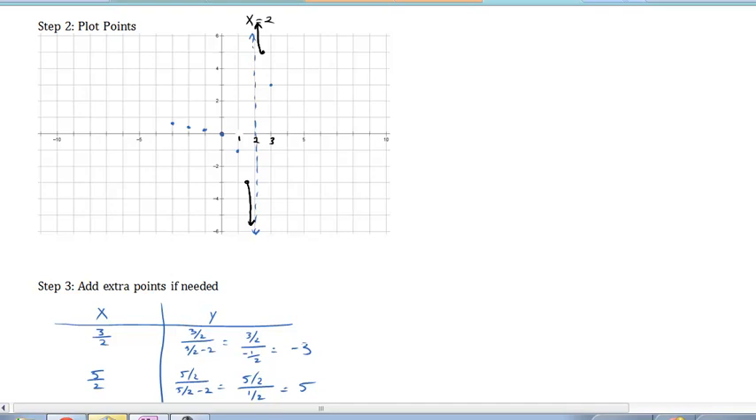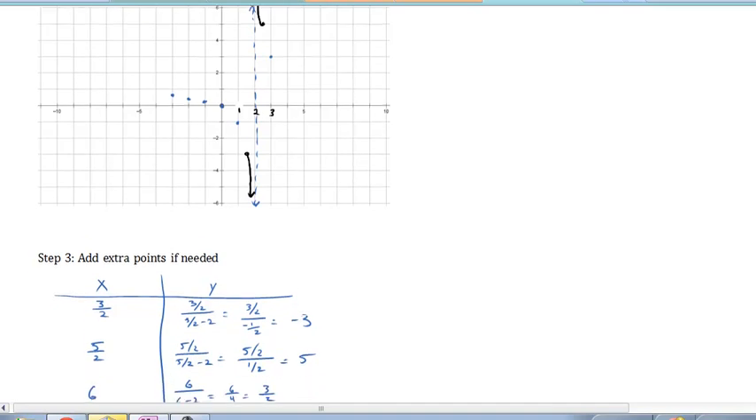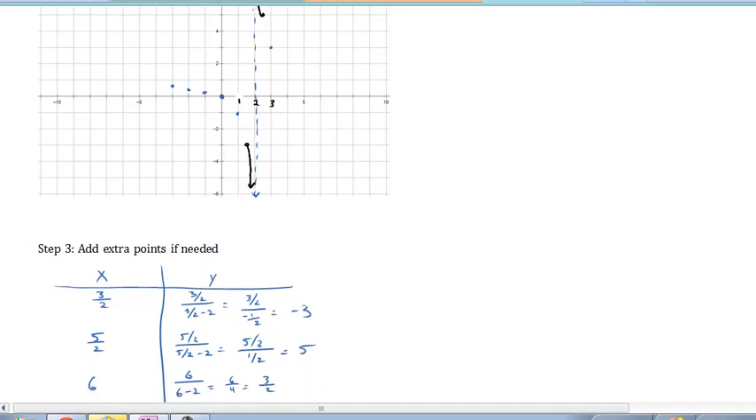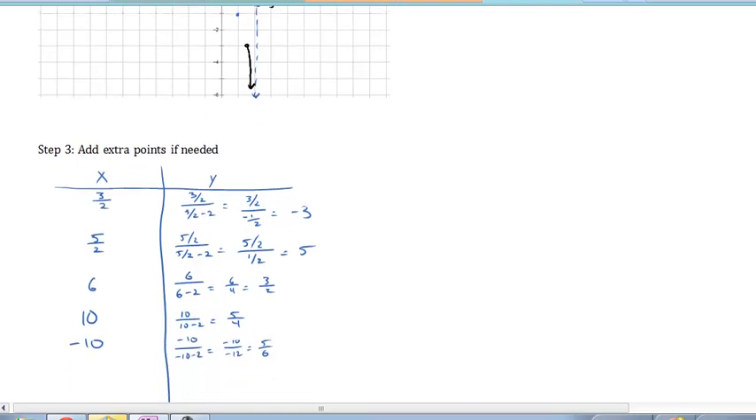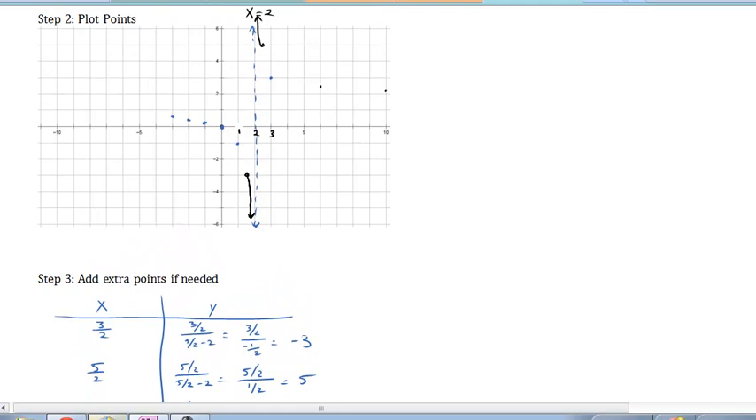Now I might need a little more information. What happens as I get outside of this area? Let's add a couple more positive points. When x is 6, the height is 3/2, so we'll add that in. And when x is 10, the height is 5/4. Those heights seem to be leveling off. And when x is -10, the height is 5/6, so we're over here. We can see the heights seem to be leveling off to something, not quite getting there. What are they leveling off to? They're leveling off to this horizontal value, and they're both leveling off to the same area.